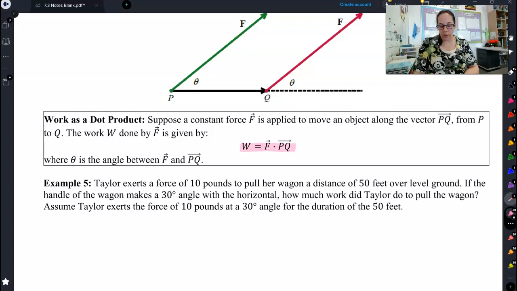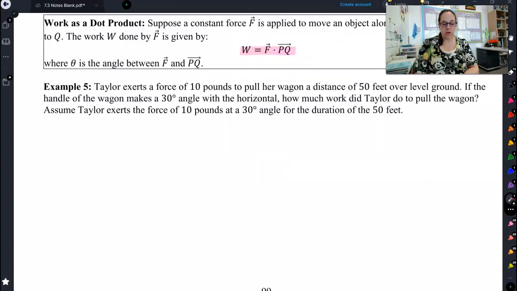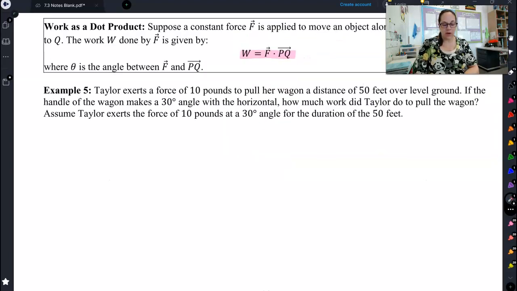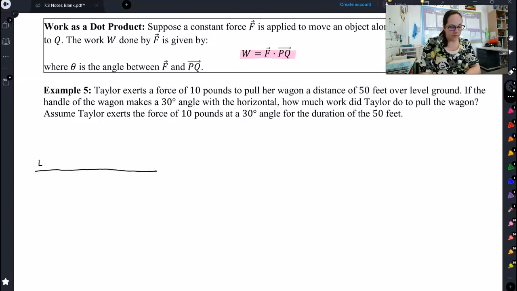Work is the dot product of the force that is applied to move the object times the distance the object was moved. So let's use this example right here of Taylor to show this. Taylor has a little red wagon. Let's draw her little red wagon right here. Here's Taylor.